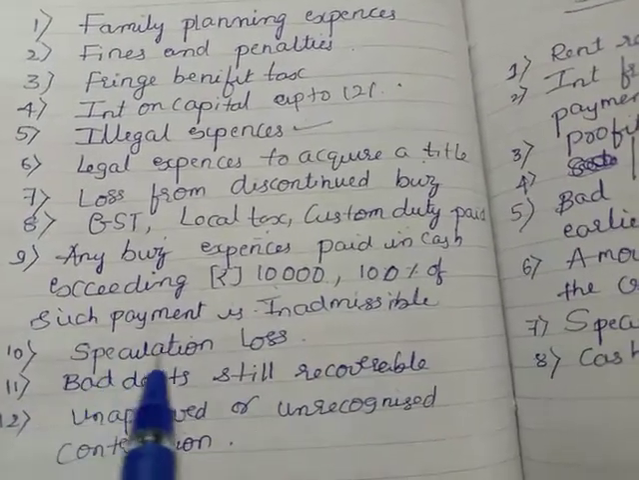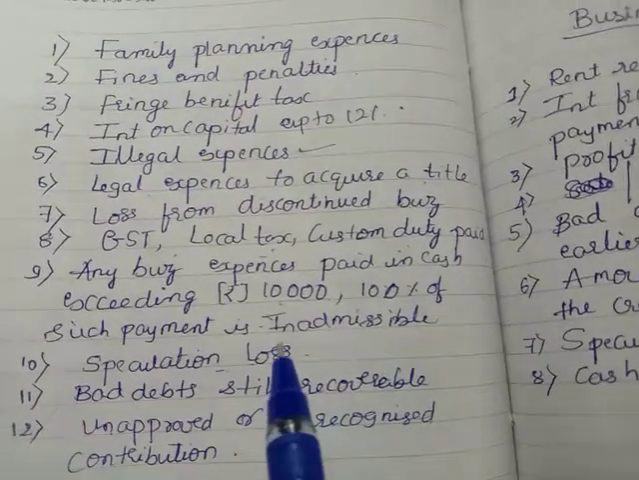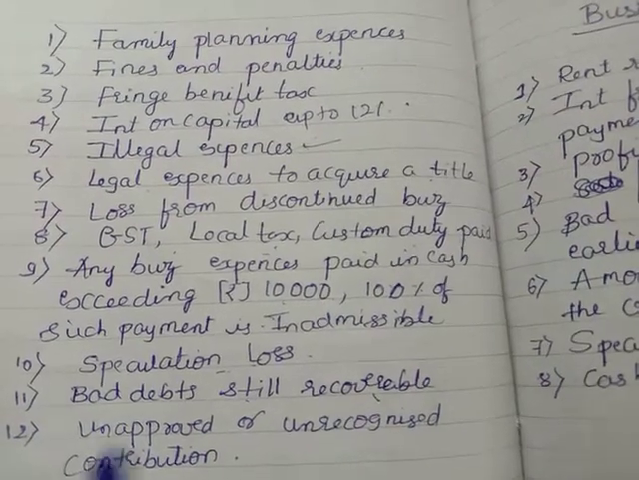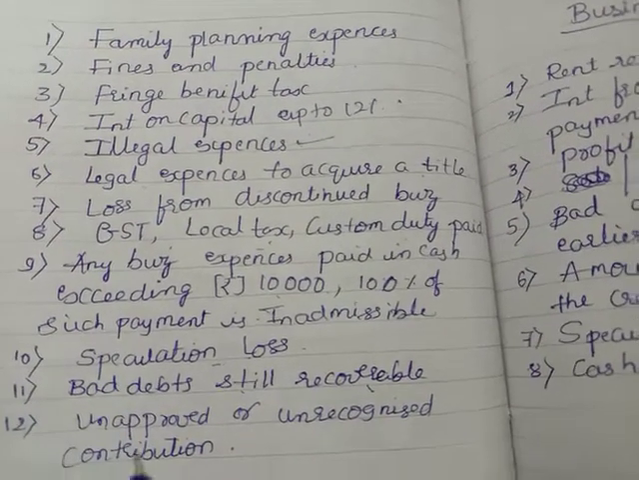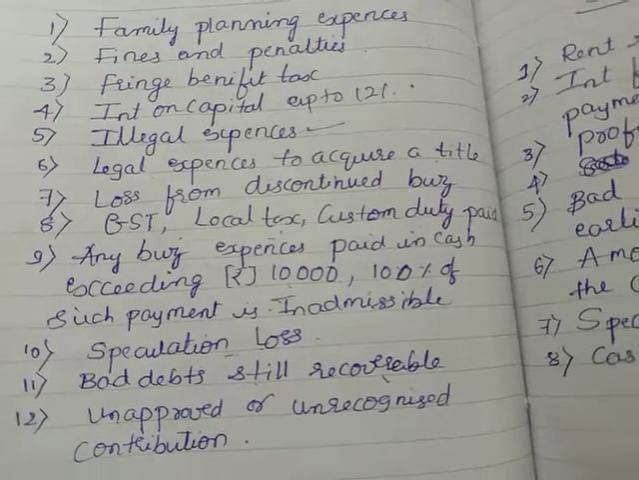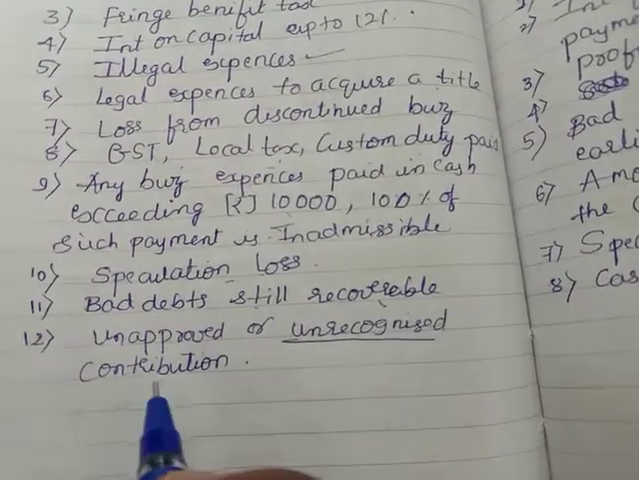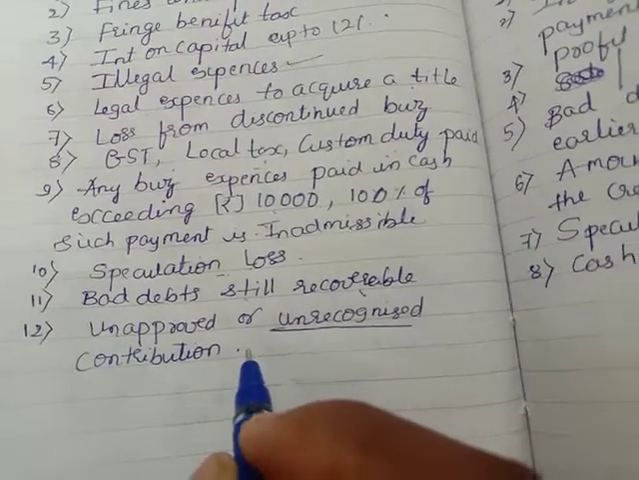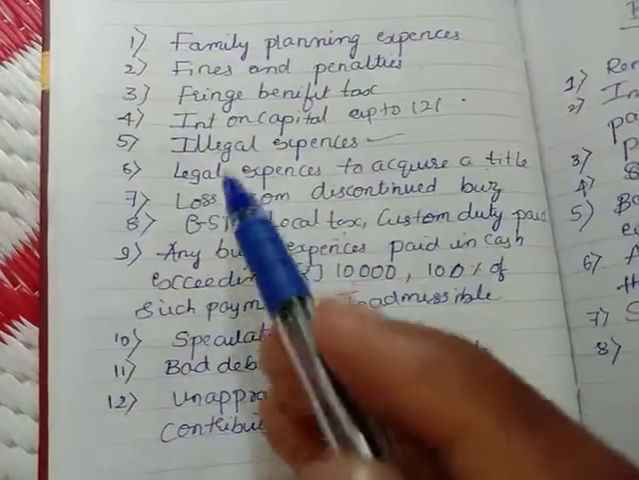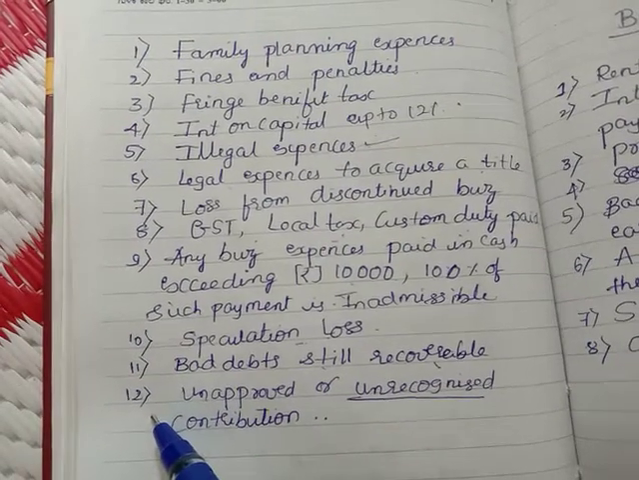Next one, speculation loss. Any speculation loss given in the problem is also inadmissible. Next, bad debts still recoverable. If bad debts are still recoverable, or work in progress, that is also inadmissible. Next one, unrecognized contribution. For example, any unrecognized contribution given in the problem is also inadmissible expenses. These 12 are inadmissible expenses. So once again, you go through.